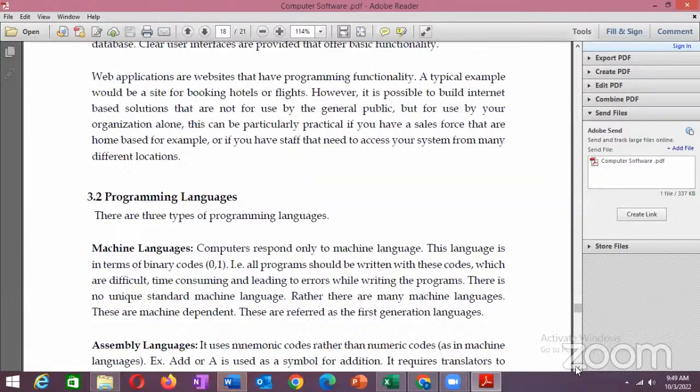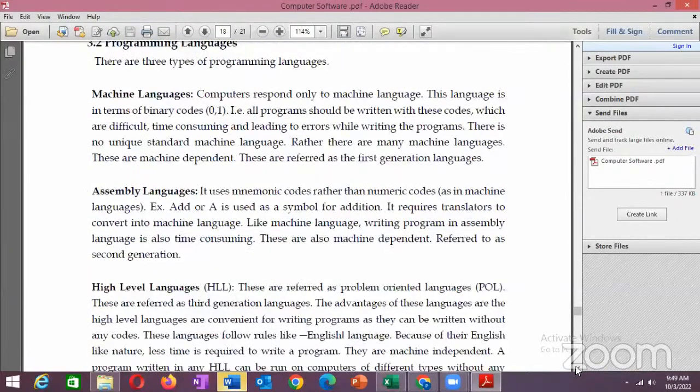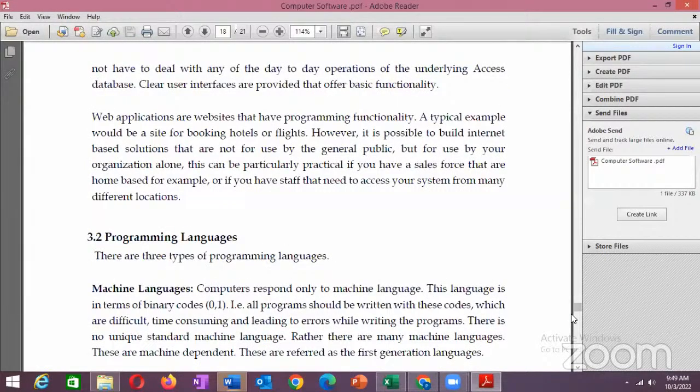But starting from the 3rd, 4th, and 5th generation, these are what we call the high-level programming languages. High-level because they're really not understood by the machine easily, because they need to be translated, and they are closer to the human being. They are closer to the user, so they are called high-level programming languages. So here you can see we have 3 different programming languages as per this note.